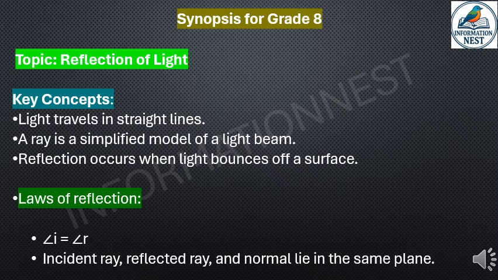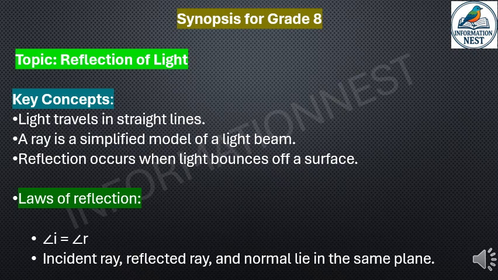Let's wrap up our journey into the world of light with a quick recap. Here are the key concepts. Number one, light travels in straight lines, no curves, no shortcuts. Point number two, a ray is a simplified model that shows the path of light. Point number three, reflection happens when light hits a surface and bounces back.